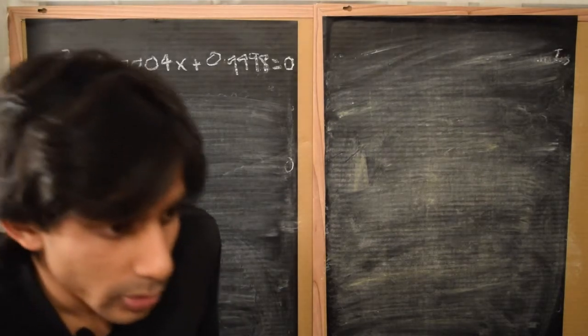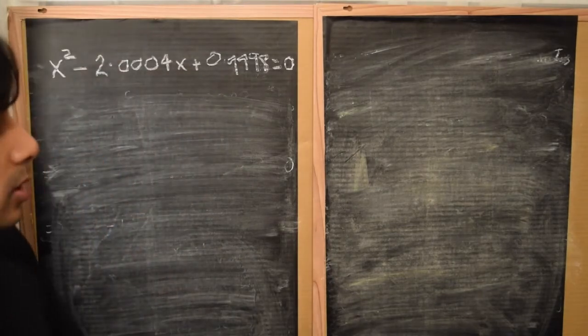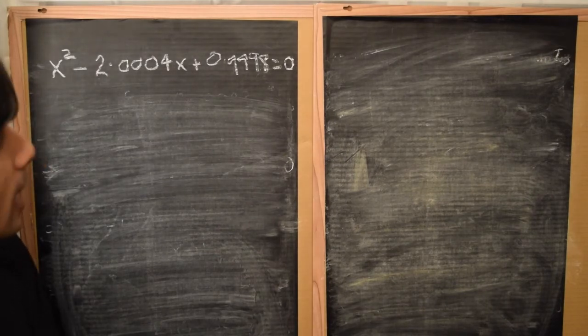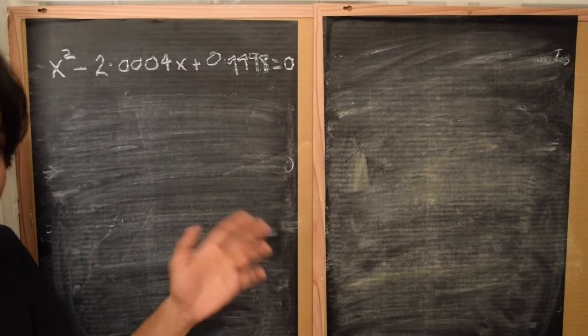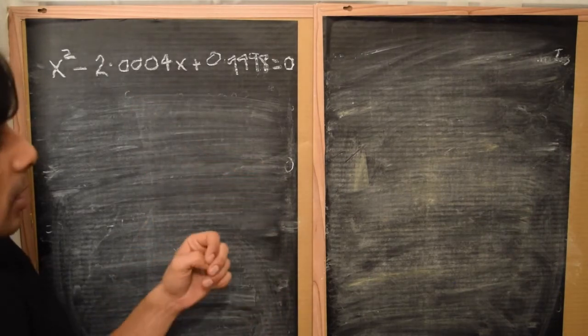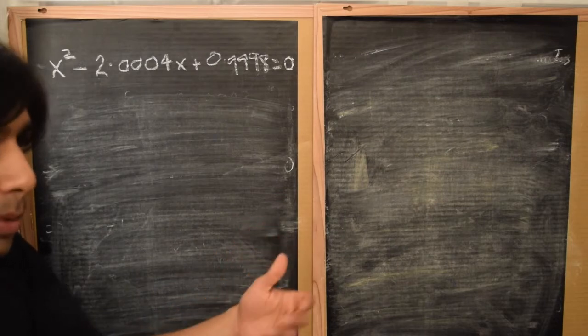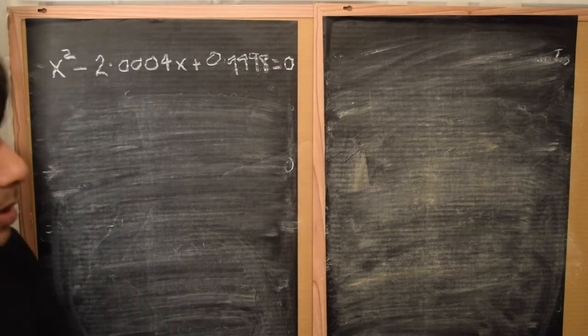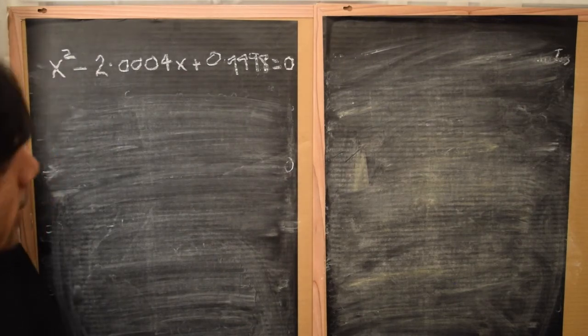So let's look at the quadratic equation x squared minus 2.0004x plus 0.9998 equals 0. The reason for choosing these strange numbers is because we want to cast this equation in the form of an equation where we can introduce a small parameter epsilon, and then do regular perturbation methods and solve for the roots of the equation.